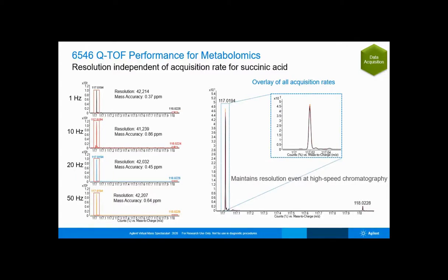So, TOF technology is an excellent choice for discovery metabolomics because it provides high resolution, high mass accuracy, and outstanding isotope ratio fidelity, and maintains its performance even as acquisition rate increases. To determine the ability of the 6546 to maintain mass accuracy and resolution at different acquisition rates, we assess the performance for different metabolites at acquisition rates from 1 to 50 Hz. The results shown here are for succinic acid. As is seen on the left, there is no significant change in performance. Being able to acquire results independent of acquisition rate accommodates high-throughput, high-speed chromatography, where chromatographic peak widths can be very narrow.